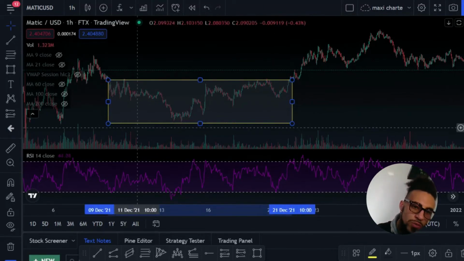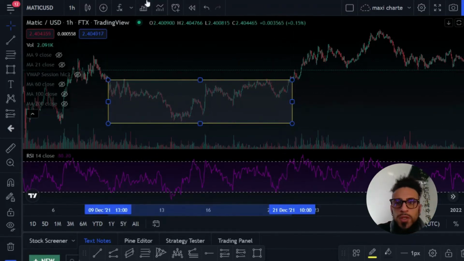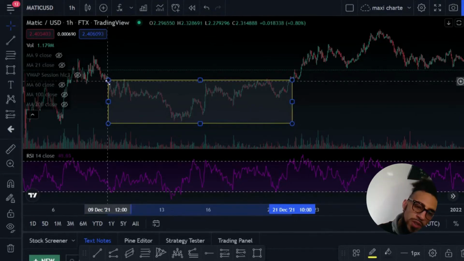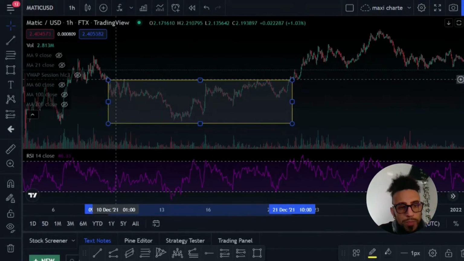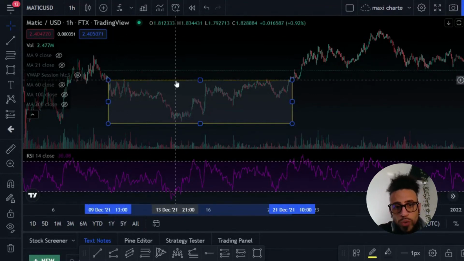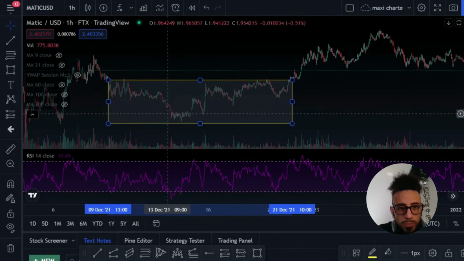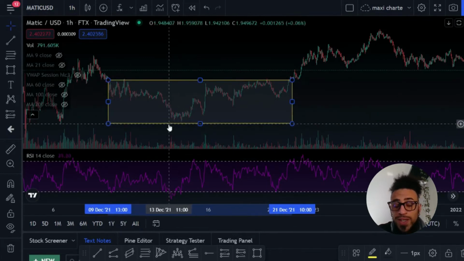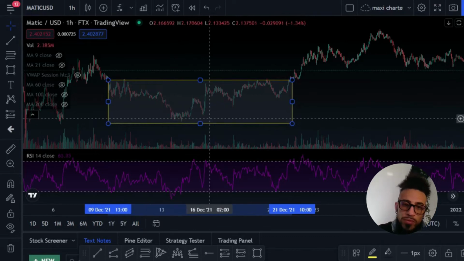So this range is also called a structure, all right? That's what we are going to be referring to as a market structure. The market structure has different names as well. It's also called support and resistance. Basically, the market structure is the support and resistance. As I was saying, this is the range. Also, you guys got to know that the top of the range is also referred to as a resistance level.